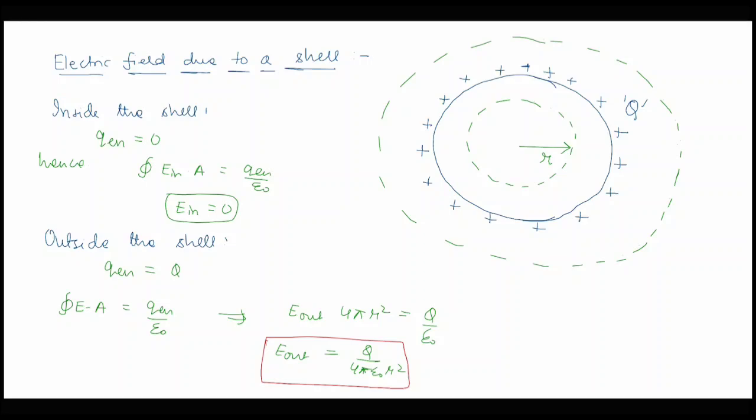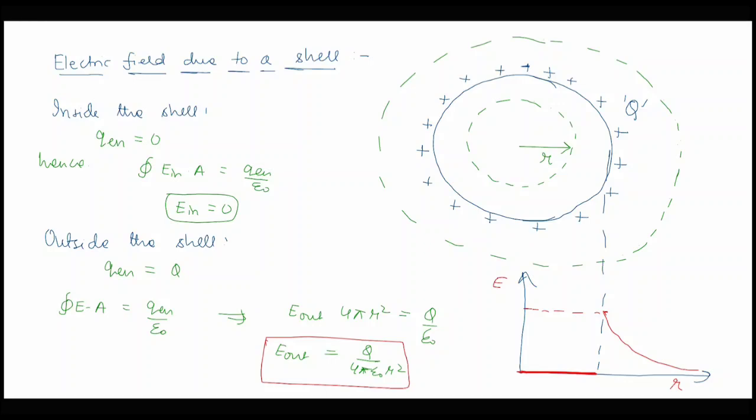If we look at the graphical representation for this arrangement, with the electric field on the y-axis and the distance on the x-axis, the value of electric field is 0 inside the shell, and outside the shell the value is equal to kq by r square, and it is decreasing like this. So this is how the value of electric field is evaluated.